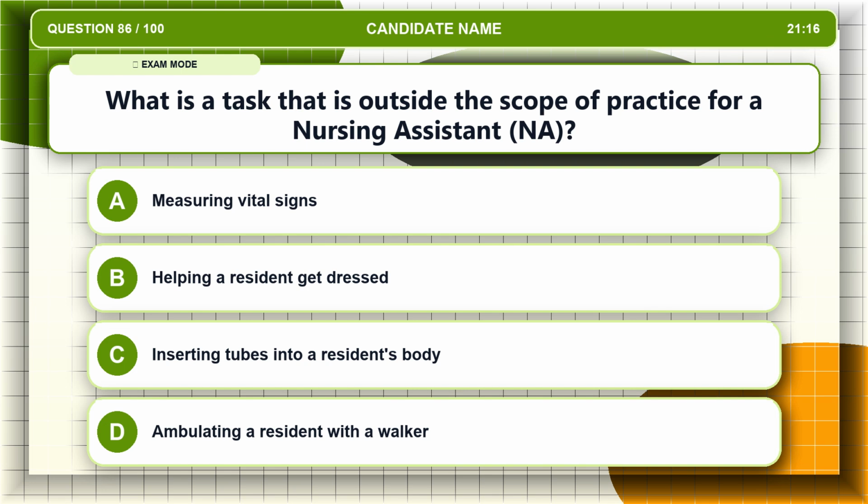Question 86. What is a task that is outside the scope of practice for a nursing assistant, NA? Option A, measuring vital signs. Option B, helping a resident get dressed. Option C, inserting tubes into a resident's body. Option D, ambulating a resident with a walker.